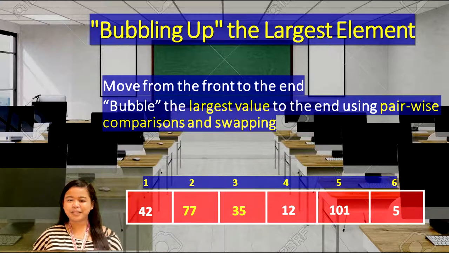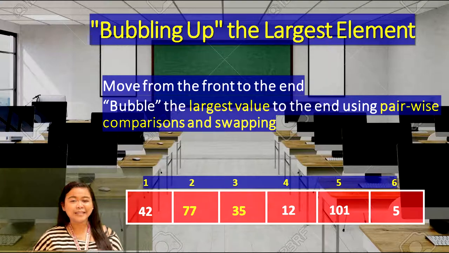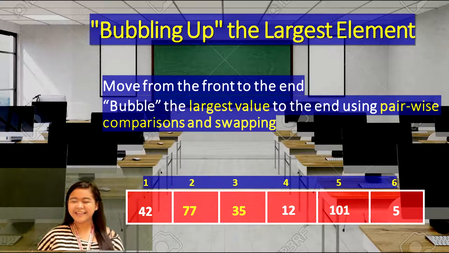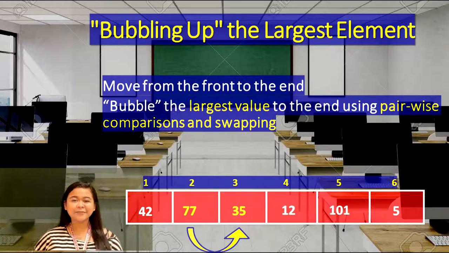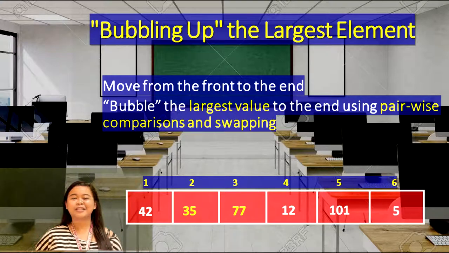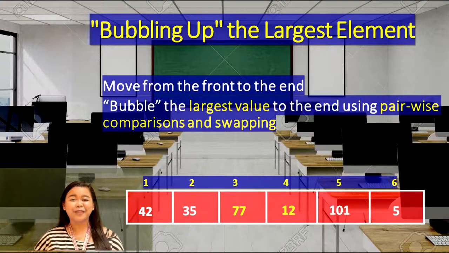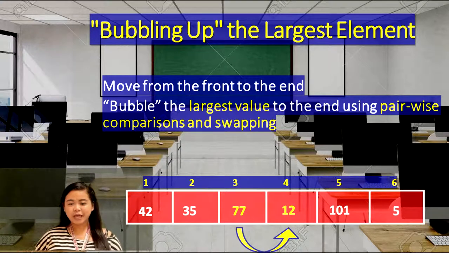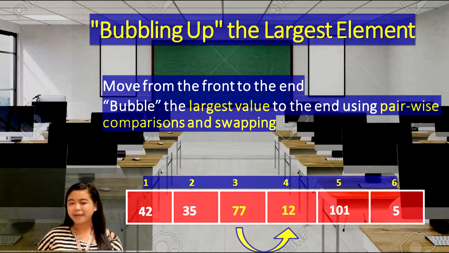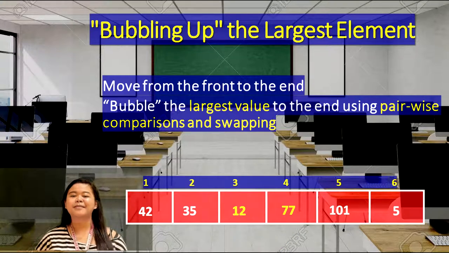Next, the second position which has the 77 value and the third position which has 35. So let's now compare 77 and 35. Is 77 greater than 35? Yes. So now they will swap. The second position is now 35 and the third position is now 77. Let's examine these values. We have here 77 and 12. Is 77 greater than 12? Yes. So we'll now swap them and the third position became 12 and the fourth position became 77.